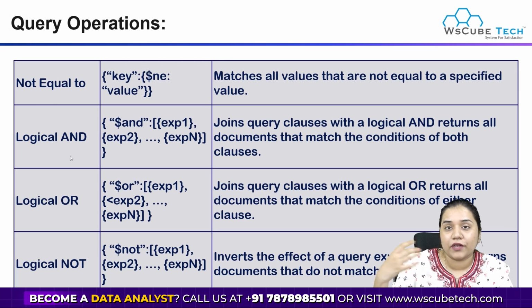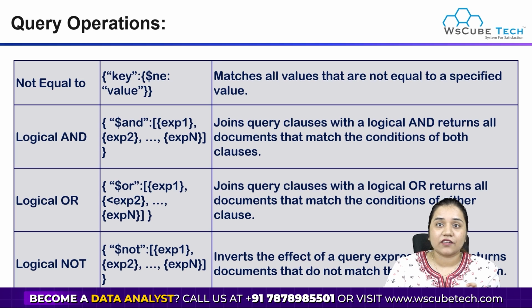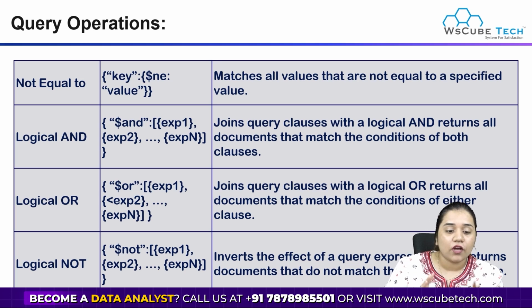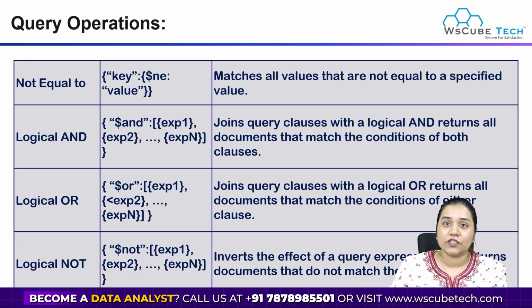For logical operations, just like how we use and, or, and not, we have dollar and, dollar or, and dollar not, where we give the expressions like this. And means it will filter and obtain the data that satisfies both our conditions. Or means it should satisfy at least one of the given conditions, and not means it should not satisfy the condition. So these are some operations that we will be using to filter the data.